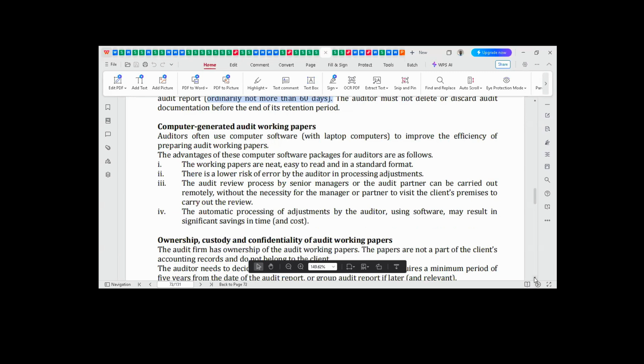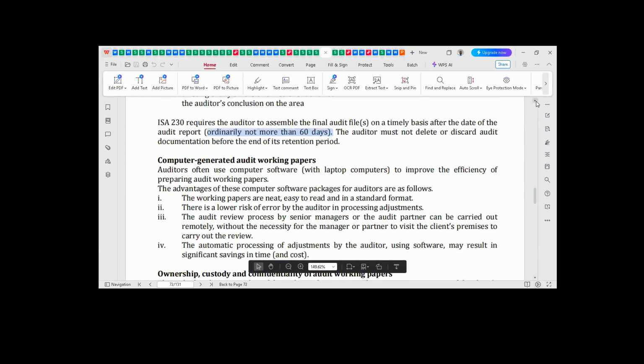So the 60 days retention period, I want to add, I need clarification. Is it that the 60 days after audit procedures have been concluded, the auditor is expected to retain those working papers for a maximum of 60 days before he can do whatever he wants with them? What's the 60 days?